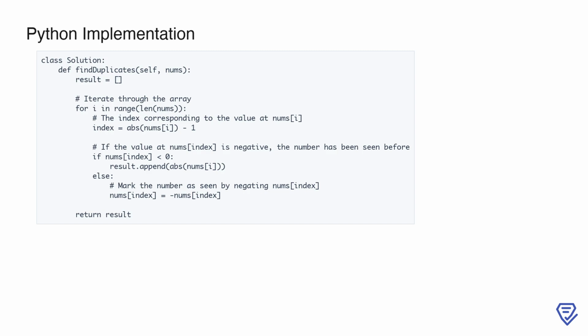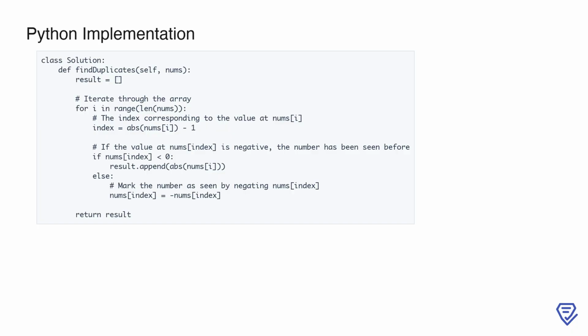3. Checking for duplicates. If the value at nums[index] is already negative, it means that we have seen this number before, so we append abs(nums[i]) to the result list. Otherwise, we mark this number as seen by negating the value at nums[index]. 4. Return result. After processing all elements, the result list contains all duplicate numbers, which we return as the output.